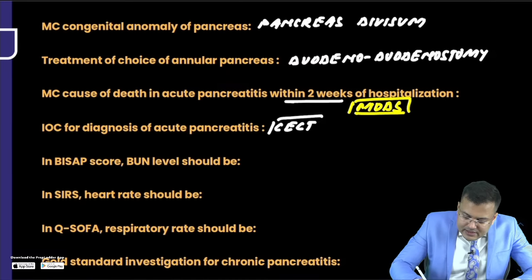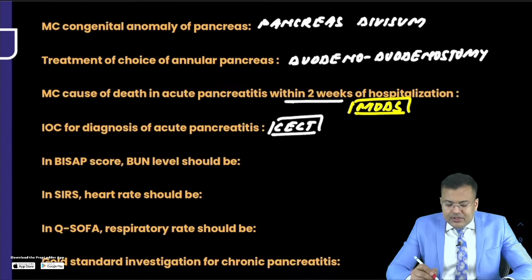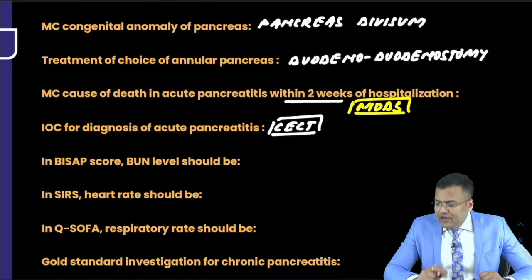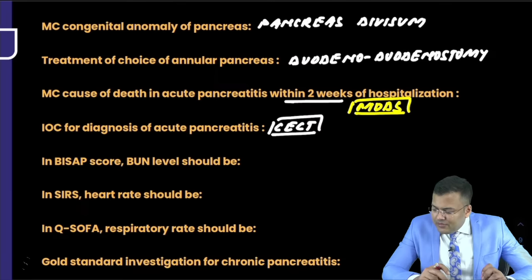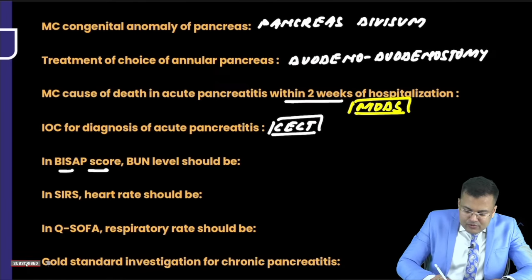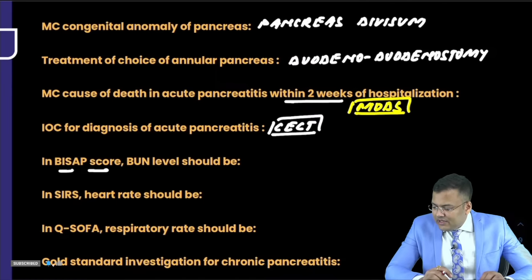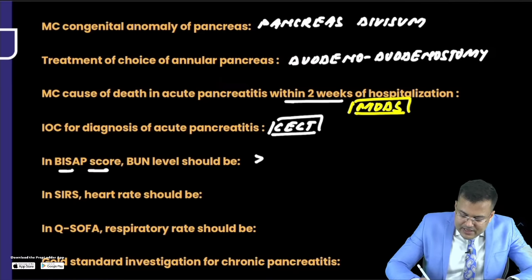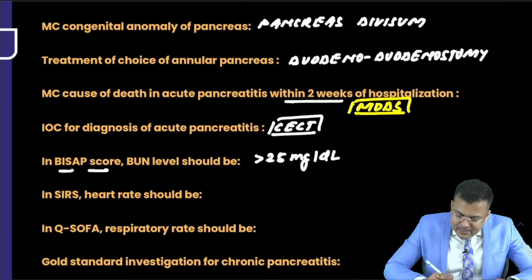Guys, it is CECT. Next, in Bishop's score, blood urea nitrogen level should be how much? Tell me, guys, the value. Vishal Roy, Jiten Yadav, Ankit Gujjar, Shubham Gupta, majority of you are correct. Sherin, yes, it should be more than 25 milligram per deciliter.